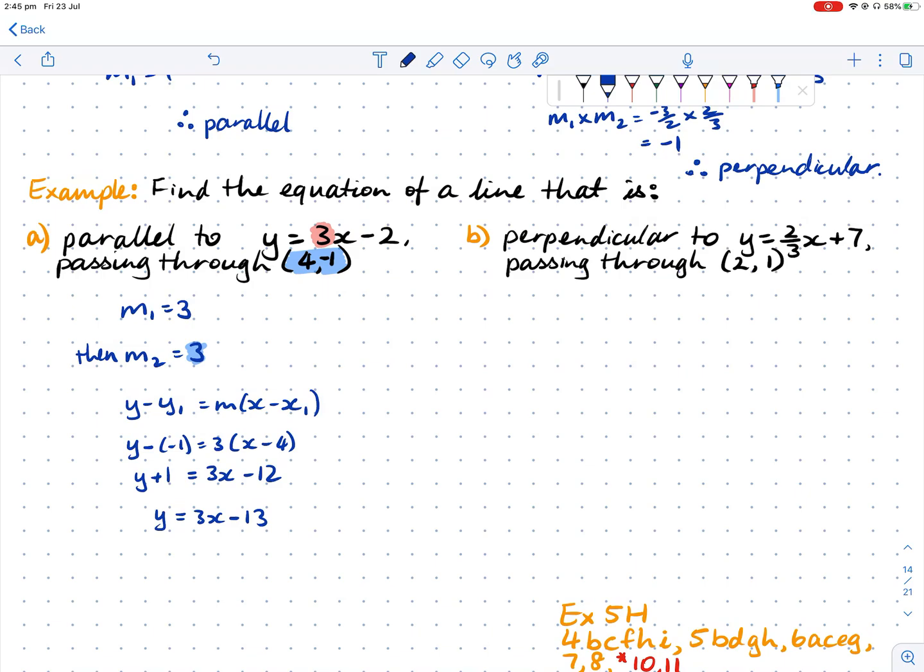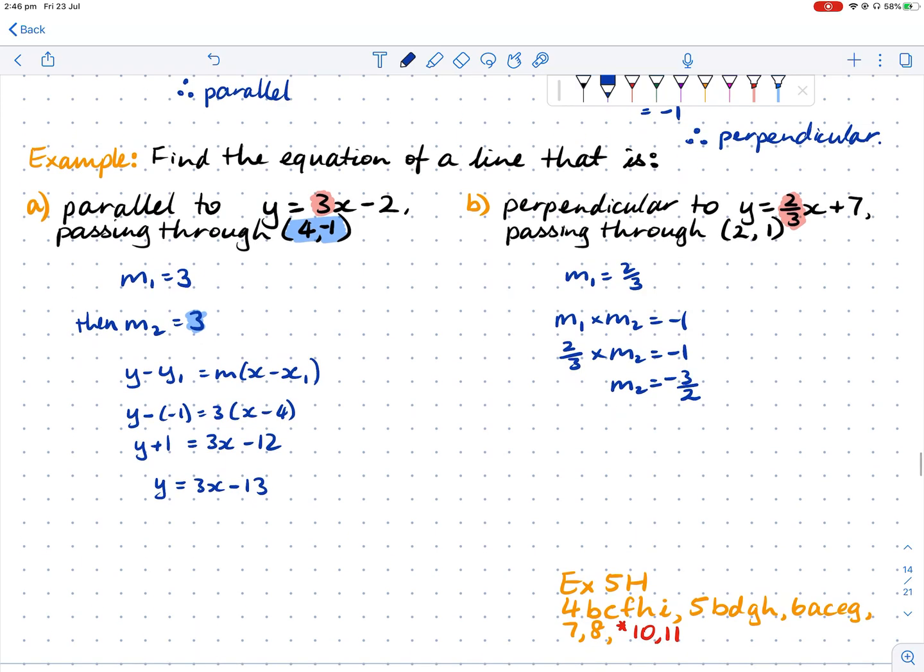For part B, we're going to find the line that is perpendicular to y equals 2/3 of x plus 7, and it passes through the point (2, 1). So the first thing to note is the gradient. So we've got m1 equals 2/3. Now, if we want a perpendicular line, then m1 times m2 is equal to -1. Well, that means 2/3 times m2 is -1. We can then solve that by dividing by 2/3. So m2 is going to be -3/2.